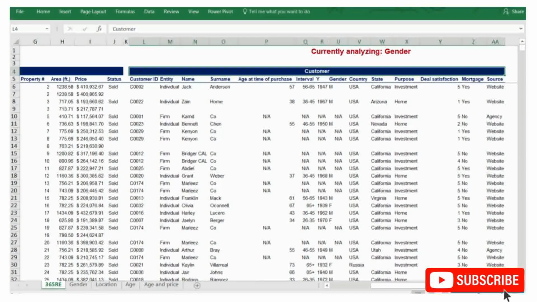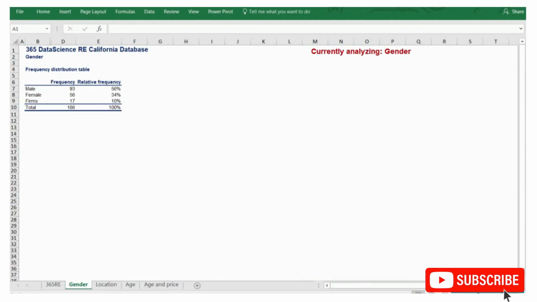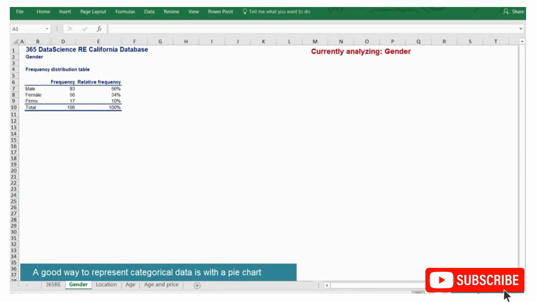Now, we have three possibilities for gender: male, female, or a cell where gender is not available. Since some properties were purchased by companies, they have no gender. We have to include them in the analysis or explain why we omitted it in the report. Gender is categorical. We said that a good way to represent it in practice is with a pie chart.